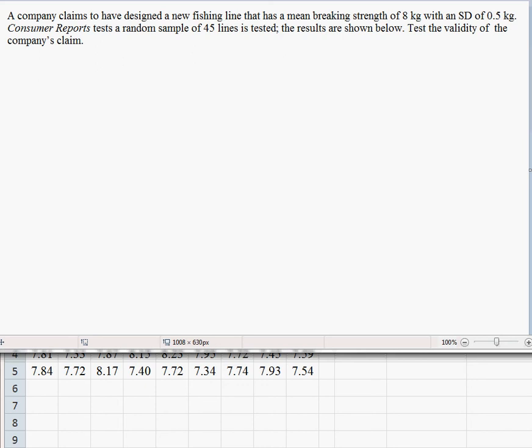To get started on this, let's state the null and alternative hypotheses. So the null hypothesis will be that the company's claim is correct and that mu is equal to 8. For the alternative hypothesis, this is where reasonable people could disagree. You could think that the company might be overstating how good its fishing line is, in which case mu would be less than 8 for the alternative.